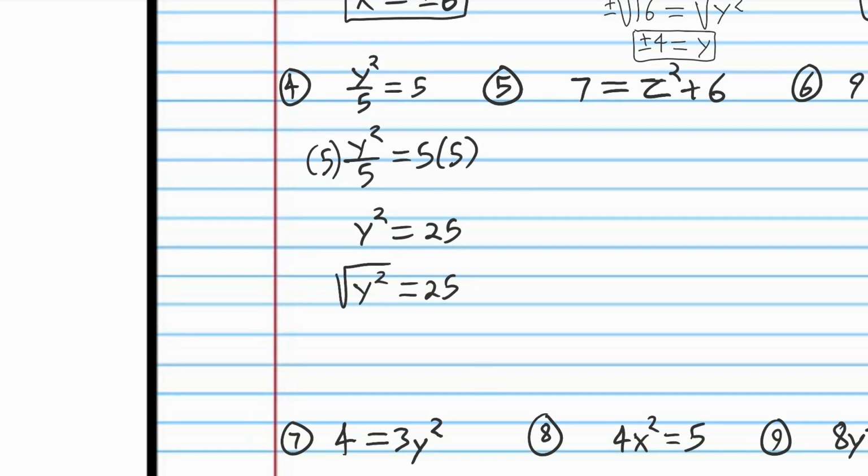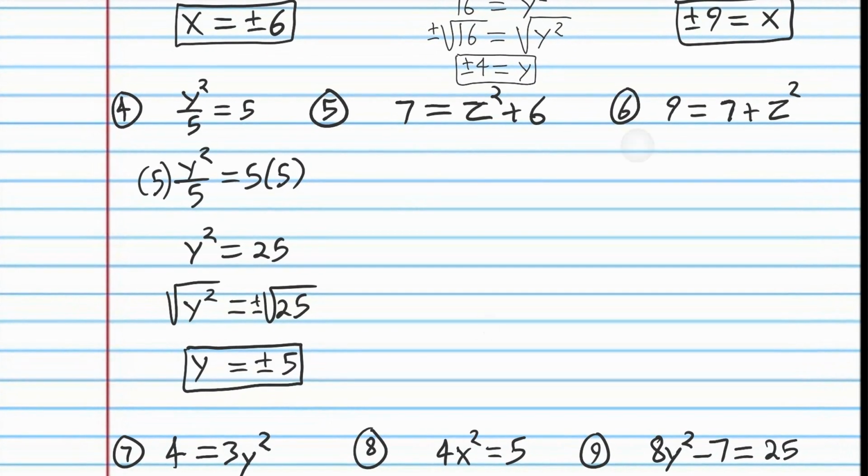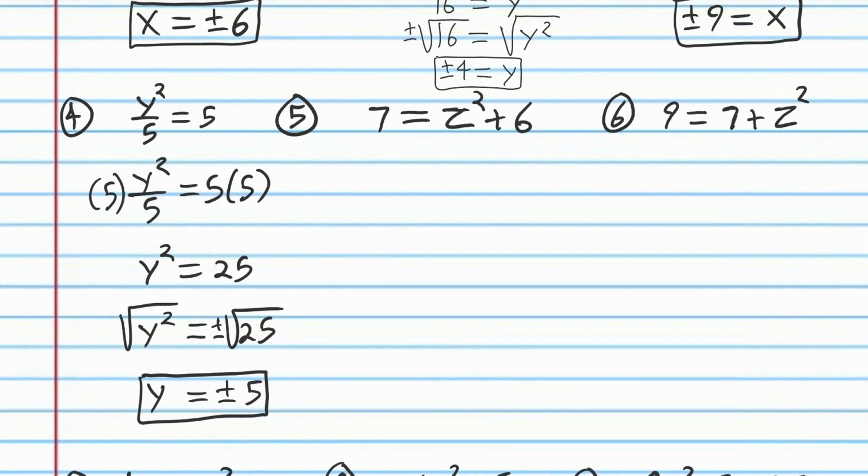And we need to get rid of the square. So we do the opposite of squaring, which is square rooting. That gets rid of this square, and so we're left with y is equal to whatever the square root of 25 is, and that's obviously 5. So if you got plus or minus 5, good job. Again, there's 2 answers to pretty much every one of these problems. There's always 2 answers to these.